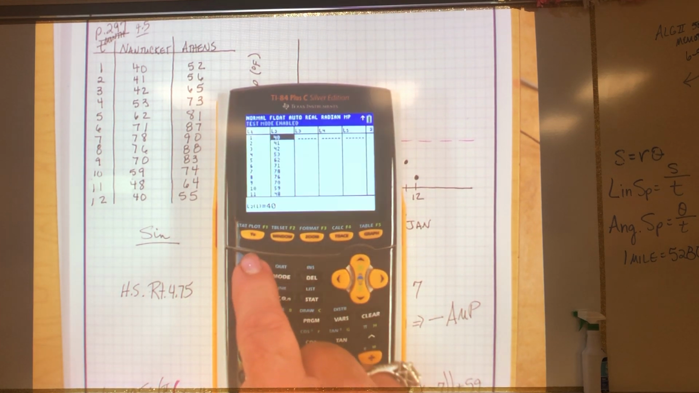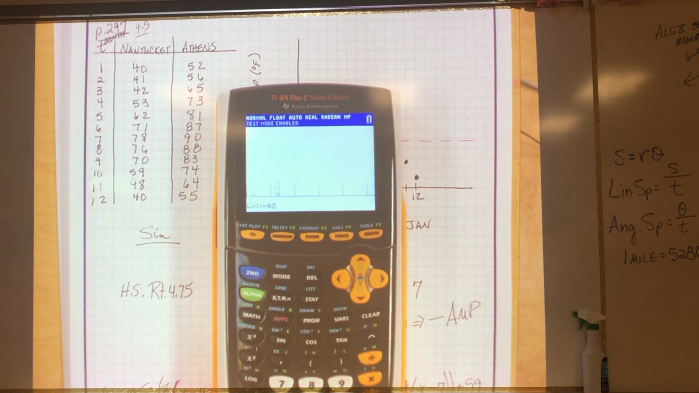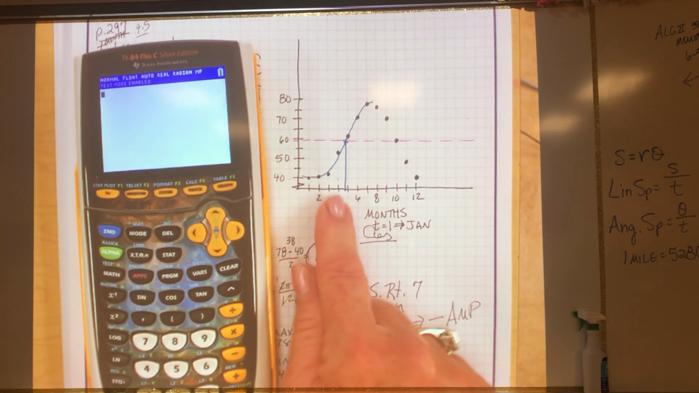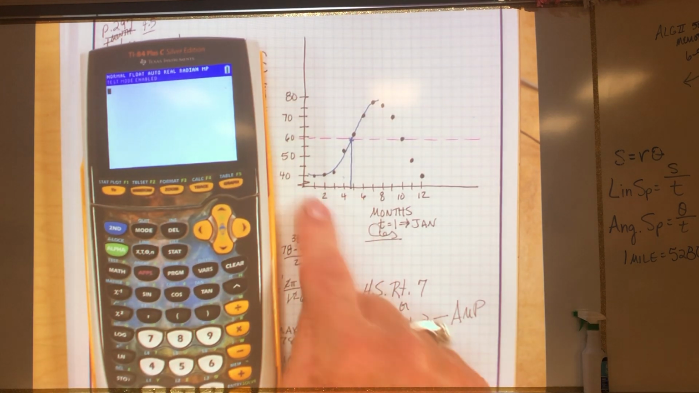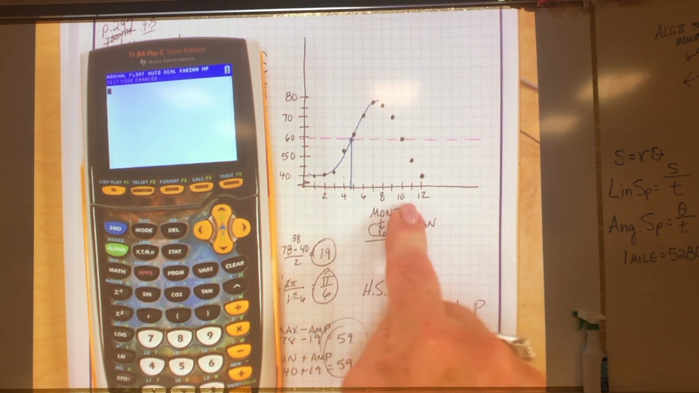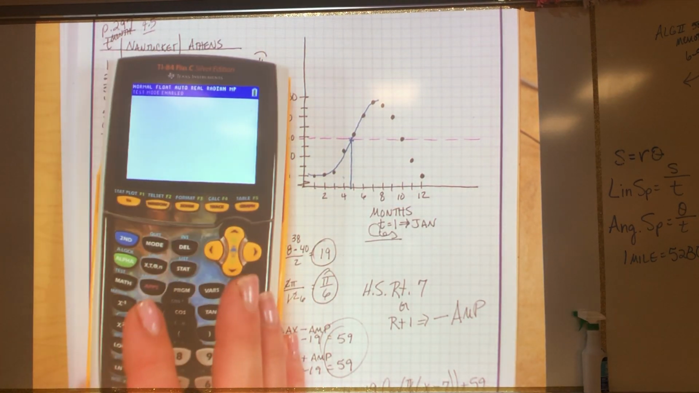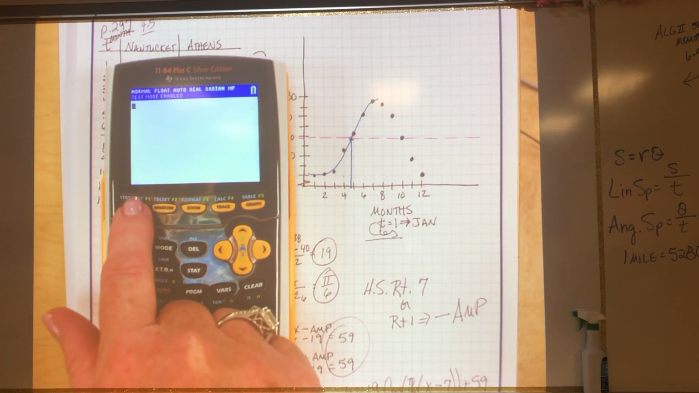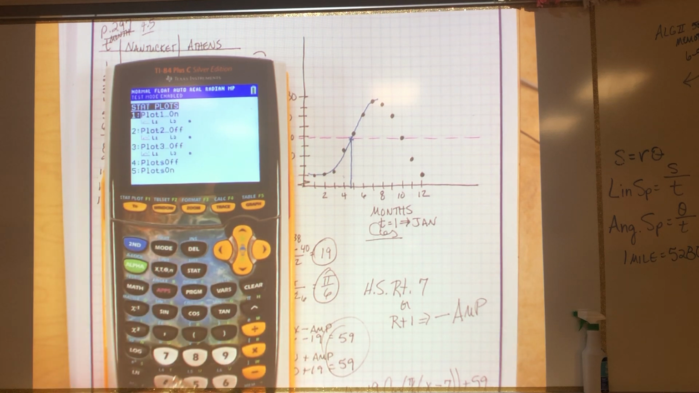So here's second and quit, it's just right to the right of it, all right? And now I wanna make a scatter plot that looks exactly like this one. So I'm gonna set everything up so it should replicate this, okay? The first thing I wanna do is go second and stat plot, which is y equals. I'm gonna choose the first one, you can choose any of them, and I'm gonna make sure it's turned on.